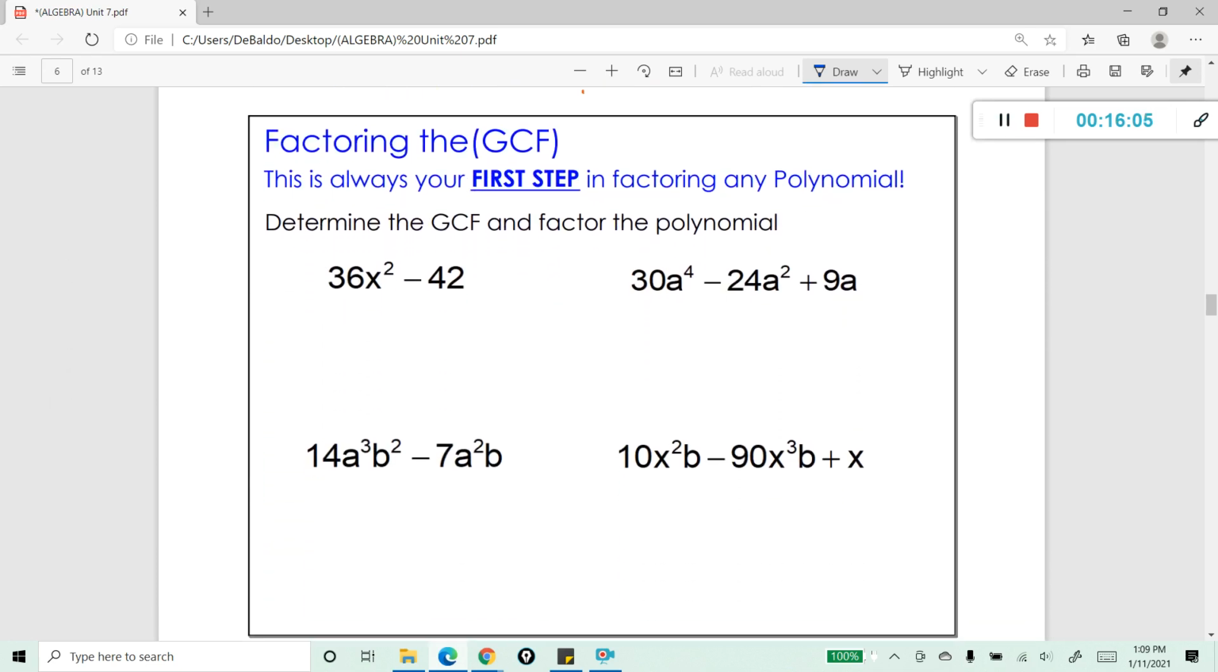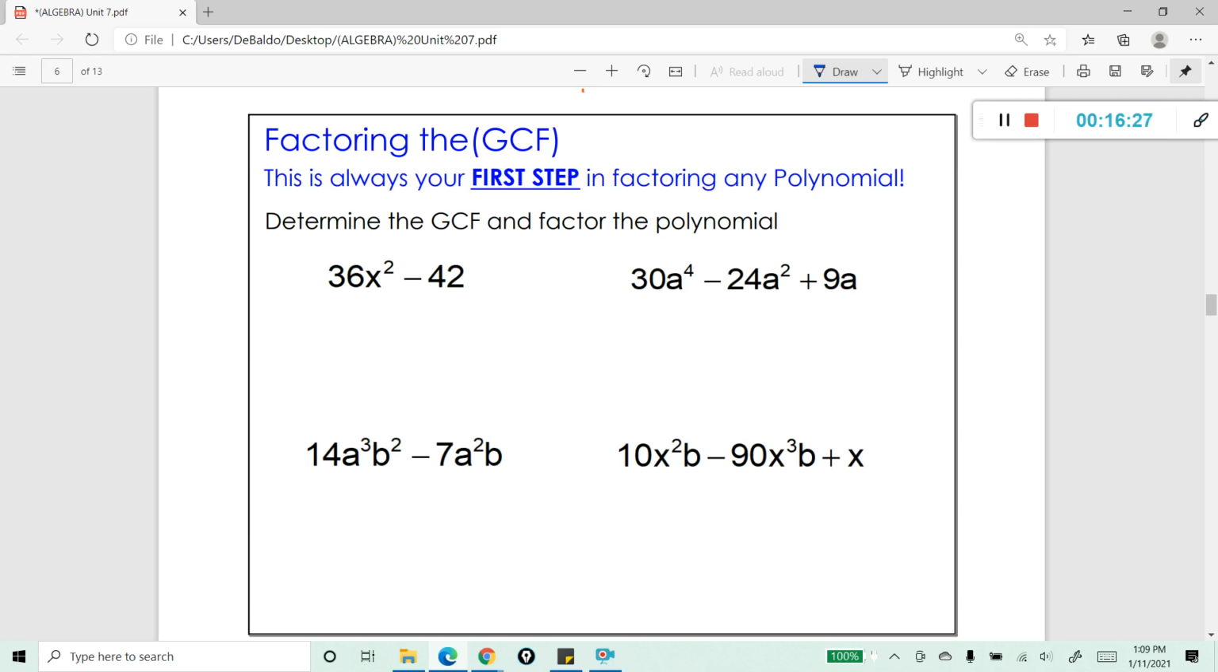This factoring technique is called factoring the GCF. This is always going to be your first step in factoring any polynomial. So basically, anytime the directions say to factor, the first question you ask yourself is, is there a GCF, a greatest common factor? So let's look at this first example.